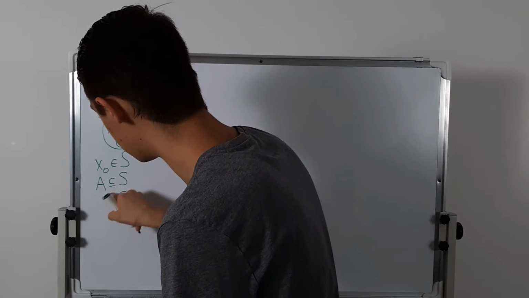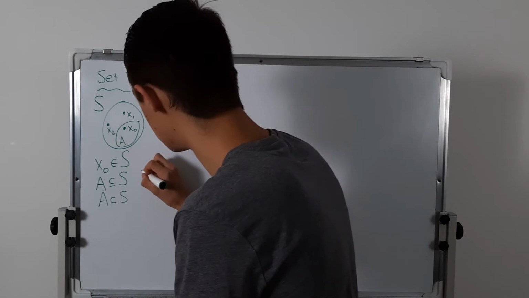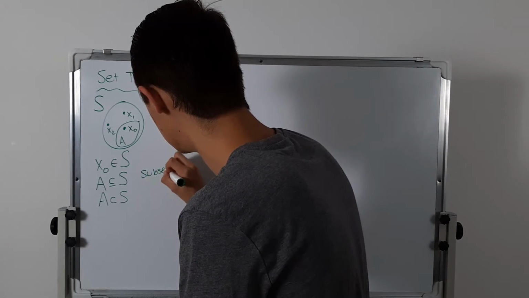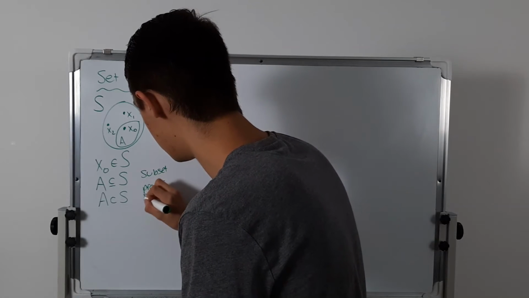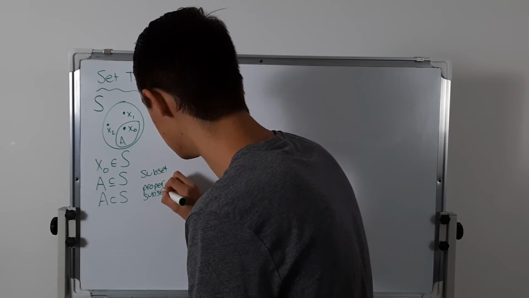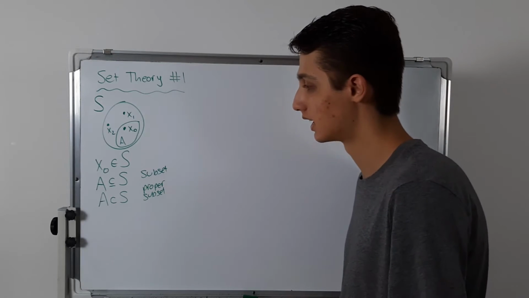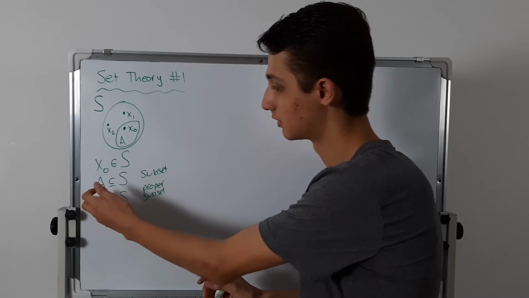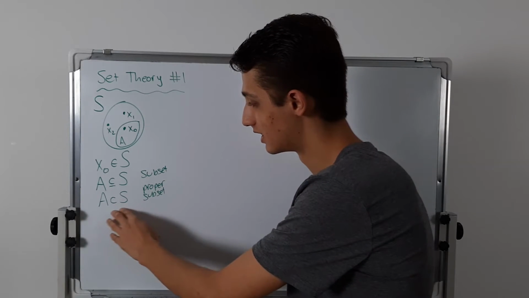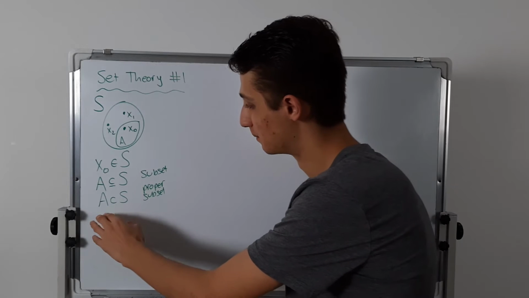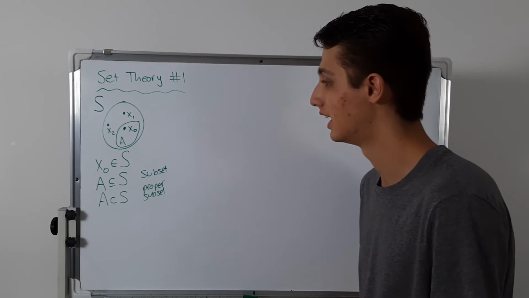So let me get rid of this. So this means subset and this means proper subset. Now, you just have to be careful with the notation because different authors use different ones. I like this because it's kind of like the less than or equal to or greater than or equal to signs, and this just means it's not equal to, right? So, I don't know, you can choose whatever you like.